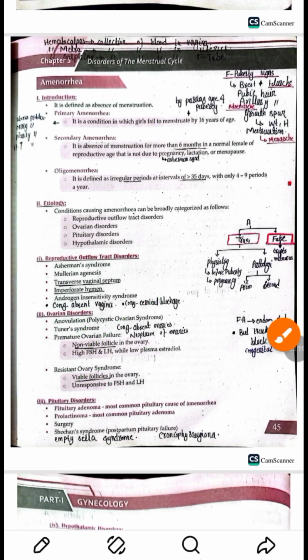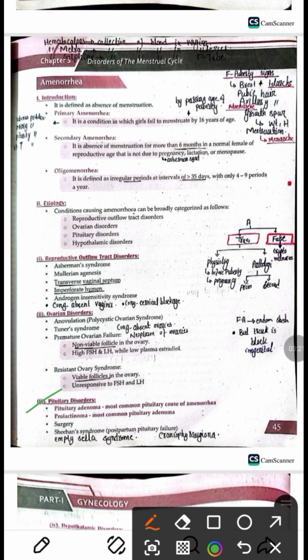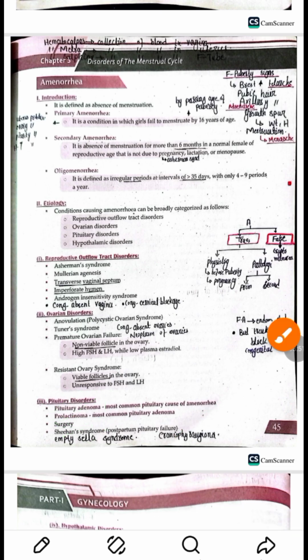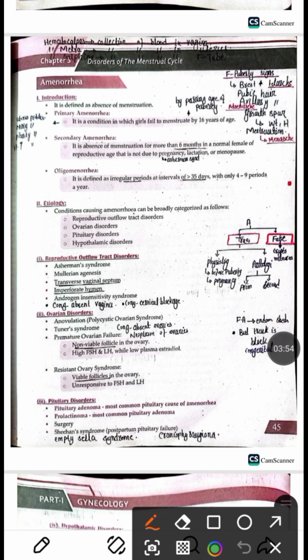Now let's talk about pituitary disorders. The pituitary disorders that cause amenorrhea include pituitary adenoma, which is the most common pituitary cause of amenorrhea. The most common pituitary adenoma is prolactinoma, which secretes excessive prolactin and causes amenorrhea. The other causes include surgery, Sheehan syndrome, which is also known as postpartum ischemic necrosis, empty sella syndrome, or craniopharyngioma, which cause amenorrhea.